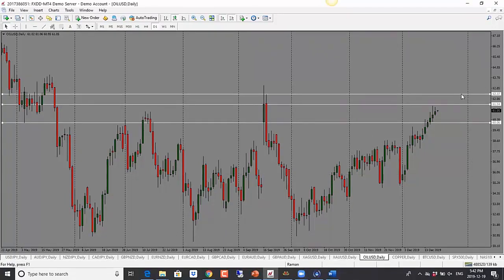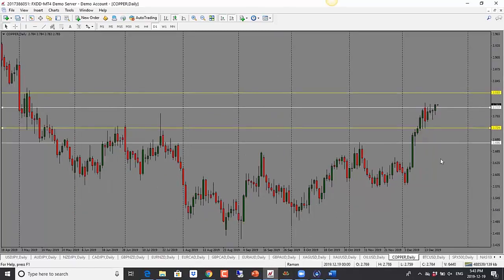Now, should it go through 61.50, then we're looking at 62.40 as the next target. For now, though, it's still looking bullish. We could go into 61.50, so that's what I would look for. Bullish with caution, though. Copper here, copper's finally went up here.